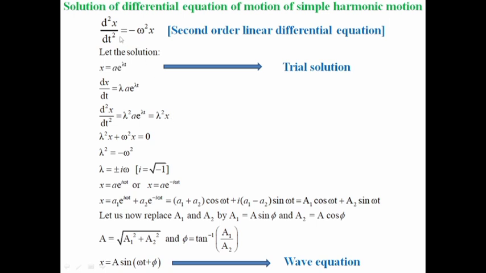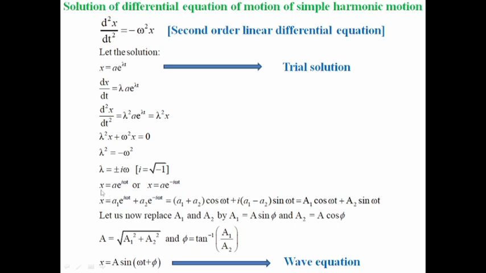Now let's put it in the equation. It will be lambda square x plus omega square x equal to 0, and lambda square equals minus omega square. So lambda will be basically plus minus i omega, where i is the imaginary number. Now you can see, as I told, as it is a second order differential equation, you should get two roots, and we are getting two roots. If you have third order, then you will get three roots. If it is first order, you will get one root.